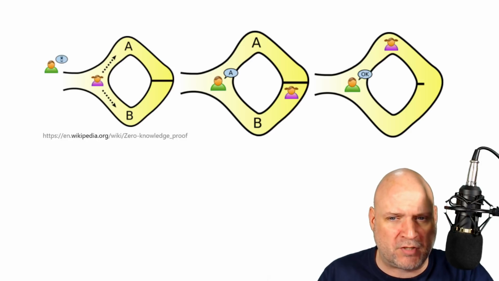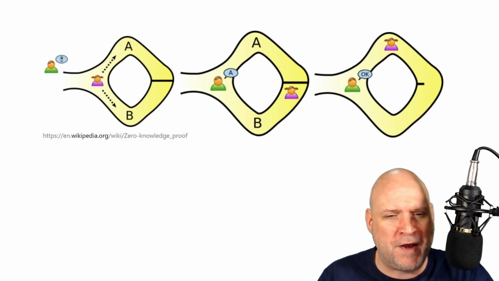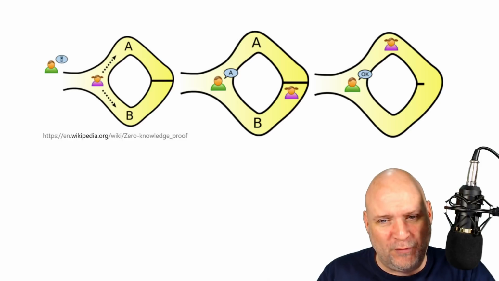Each time Peggy emerged successfully, the probability of Peggy being able to pull this off without knowing the passphrase is about 1 in 1 million. So there you go, that's zero knowledge proofs explained.